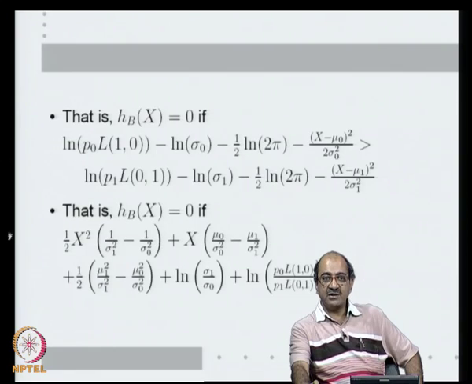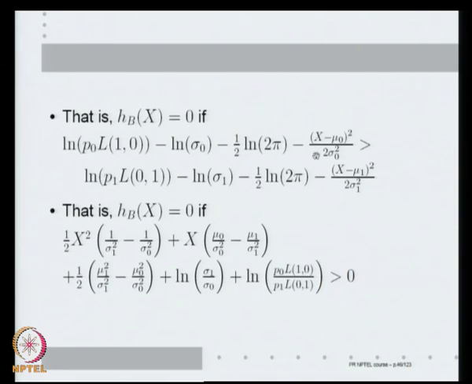So, if I am bringing everything to the left side, it will be half x square into 1 by sigma 1 square minus 1 by sigma 0 square. The x term will be, the 2 will cancel, I will get x mu 0 by sigma 0 square here and x mu 1 by sigma 1 square here. So, I will get x into mu 0 by sigma 0 square minus mu 1 by sigma 1 square, and then all the remaining constants, all these constants plus what I get from here, mu 0 square by sigma 0 square and mu 1 square by sigma 1 square. Okay.